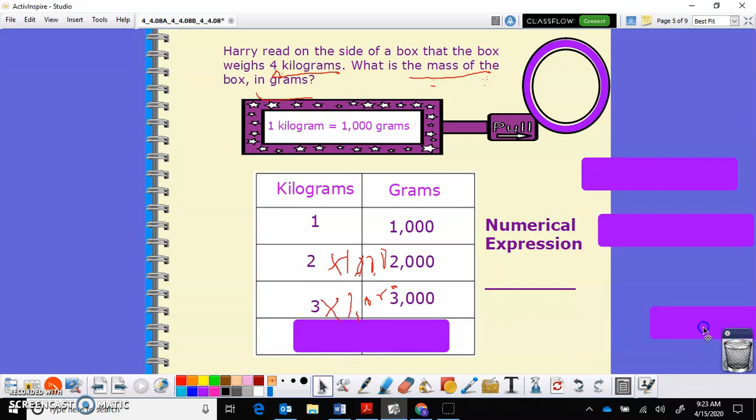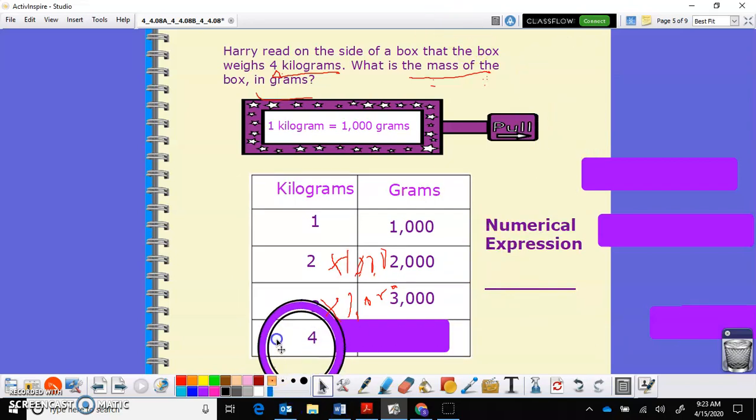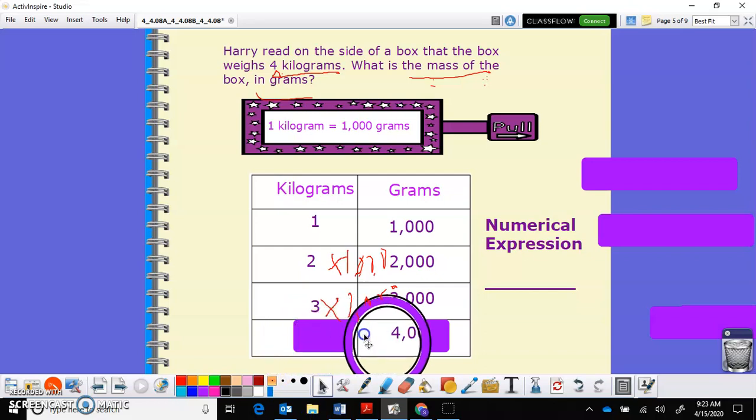So 4 kilograms, which is what we're looking for. We're just going to have to do it this way. 4 kilograms times 1,000 grams would give us 4,000 grams. So the answer to our question is the mass of the box in grams is 4,000 grams.